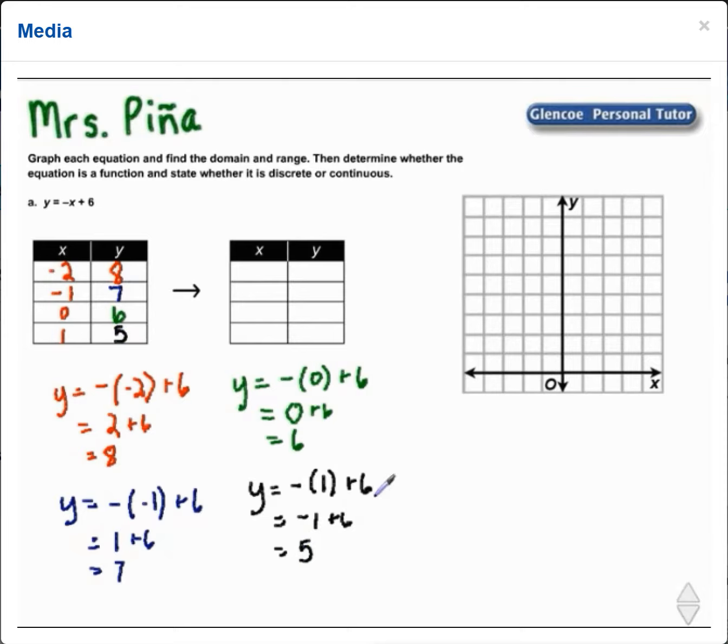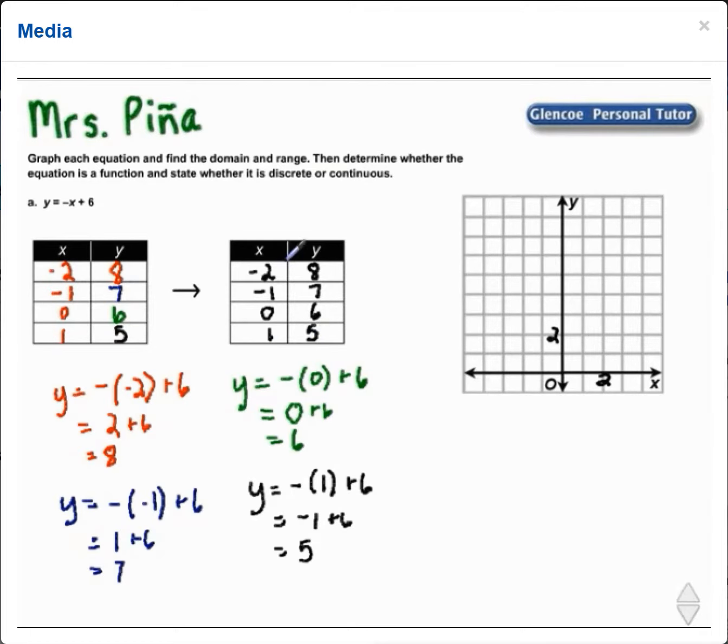That means that my table will be -2, 8. That point, if I make my scale go by ones each time, I could make this 2 and make this 2. And I like to do a number other than 1 so that it doesn't get lost if I have a grid line there. -1, 7, 0, 6, and 1, 5.